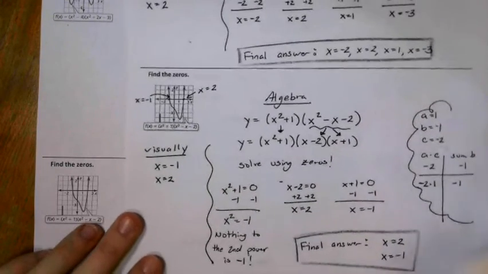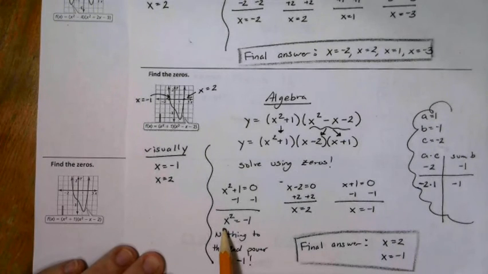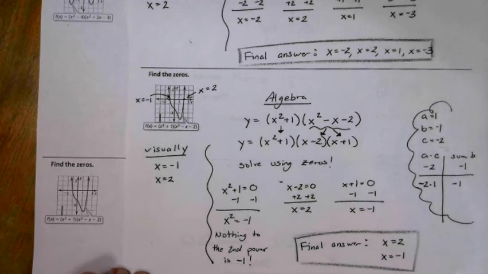And algebraically, if you did it, just a quick note here, x squared cannot equal a negative number because a negative times a negative is always a positive. So there's nothing to the second power that ever makes a negative, right? So only two answers.